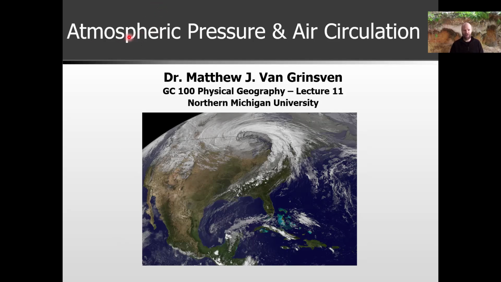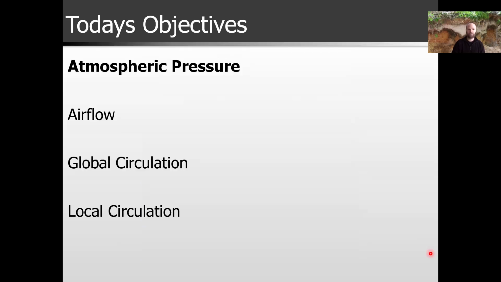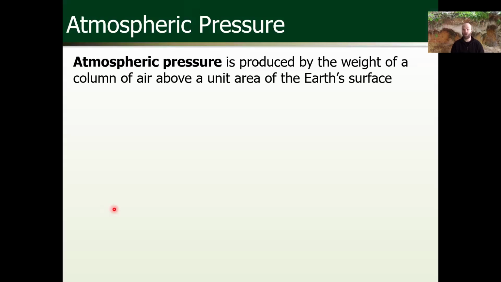All right, today we're going to really connect the dots, so to speak. We're going to examine atmospheric pressure and then apply our understanding of atmospheric pressure to local and global circulation patterns. So let's get going. The overview will examine pressure, and then as promised, we're really going to tie it to airflow properties, to global circulation patterns, as well as local circulation patterns.